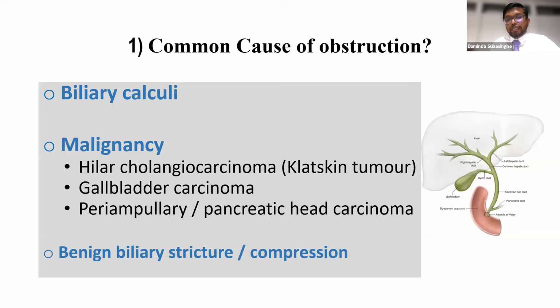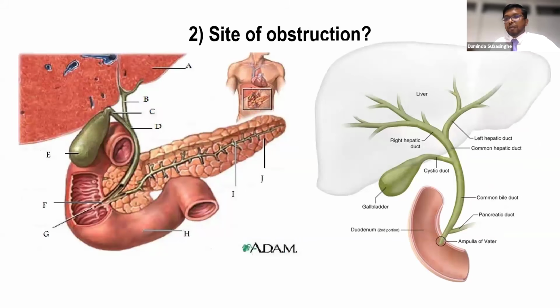Then the benign biliary strictures. Now, this is the diagram we need to know very thoroughly. Especially, I want to highlight this last part of the bile duct. It joins with the pancreatic duct and opens at the ampulla of Vater, but there is an intrapancreatic part to this bile duct. So that will explain a lot of things.